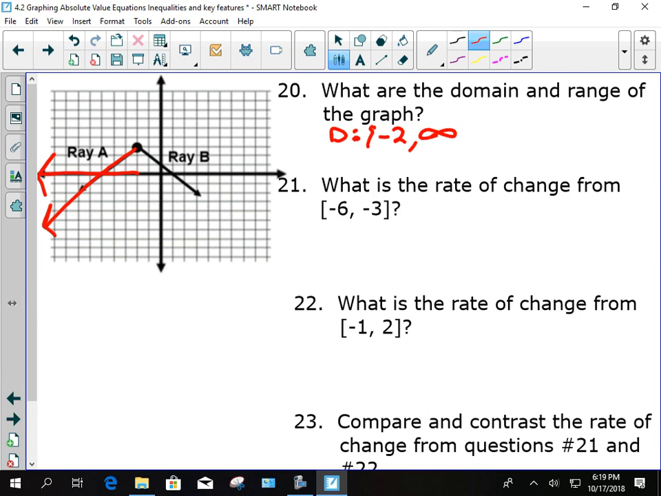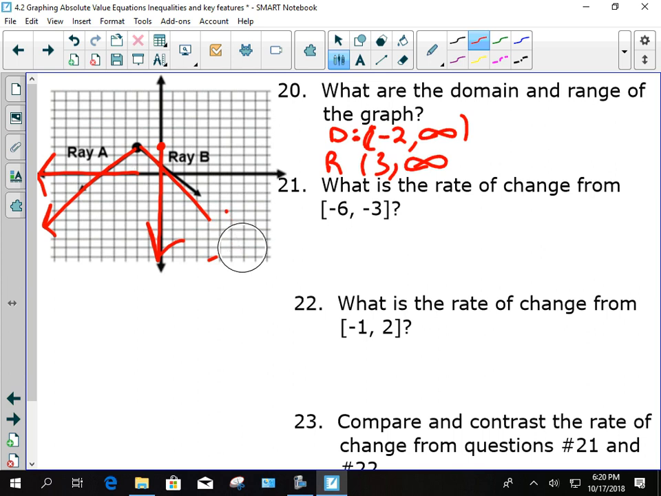All right? My range is right here. It's at +3. And it's going to go from +3 to infinity.